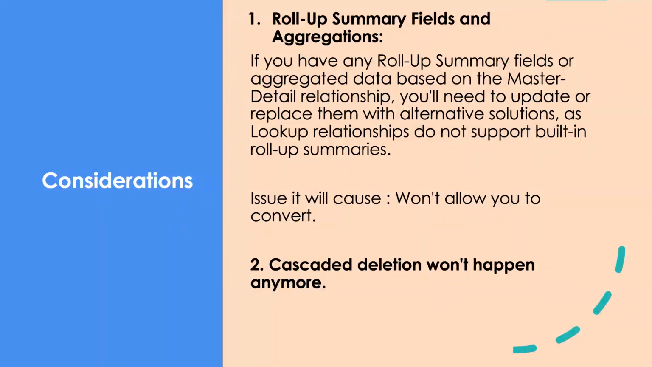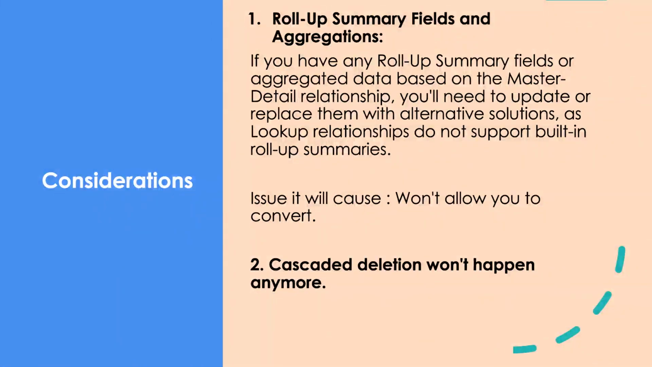Now the second thing is, let's say you completely ignore this and say it doesn't matter to me whether the roll-up summary field is working or not. Even if it is not working or you're not using it, you still need to remove it, because if you don't remove it, you will not be able to convert your master detail into a lookup relationship. So you need to delete your roll-up summary fields from your master object.